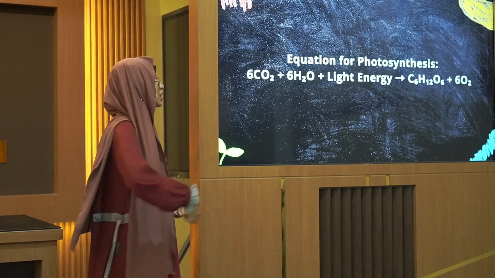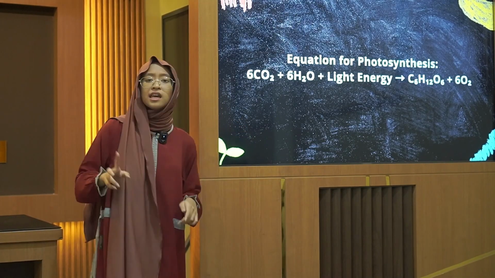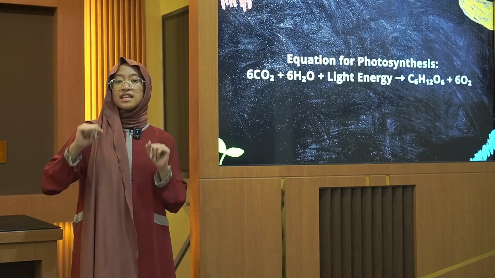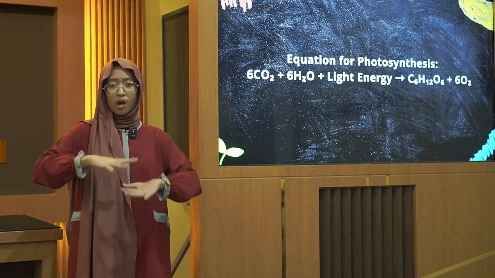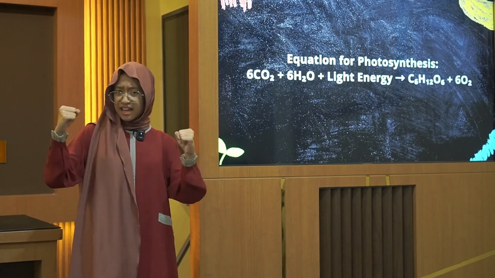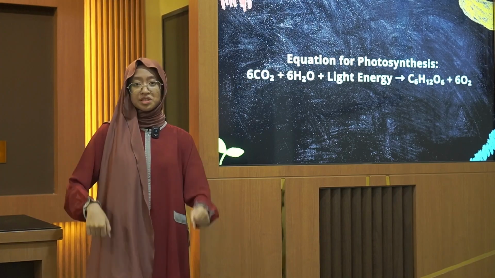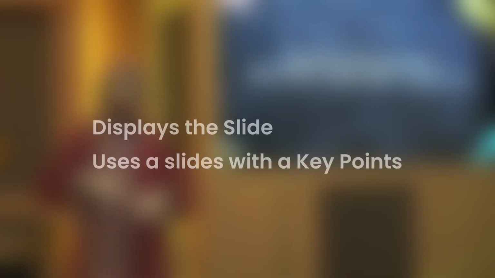And here are the equations for photosynthesis. In simple terms, plants take in carbon dioxide from the air, water from the soil, and energy from the sunlight to produce glucose and oxygen.